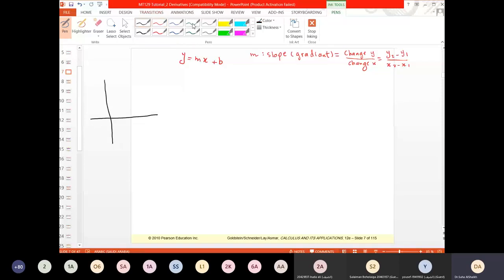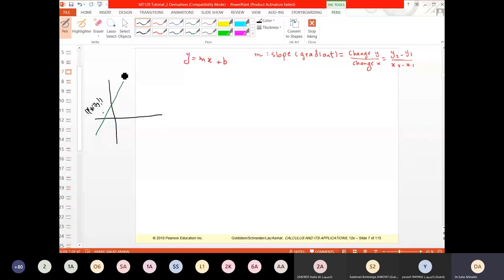So if this is my line and this is my xy plane, I have 2 points here. The first point is x1, y1, and the second point, for example, is x2, y2. So the slope is defined to be the difference between y2 and y1 over the difference between x2 and x1.